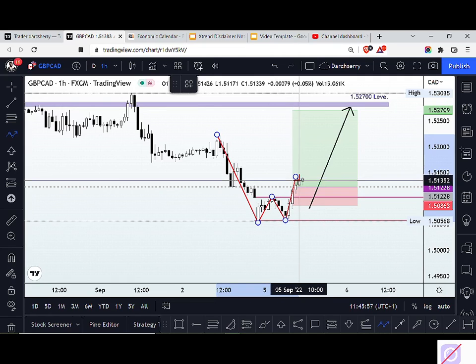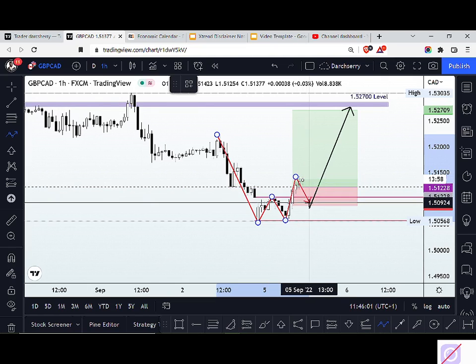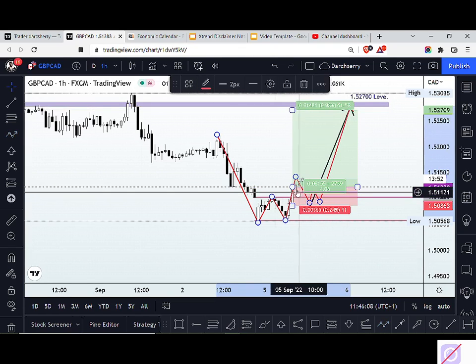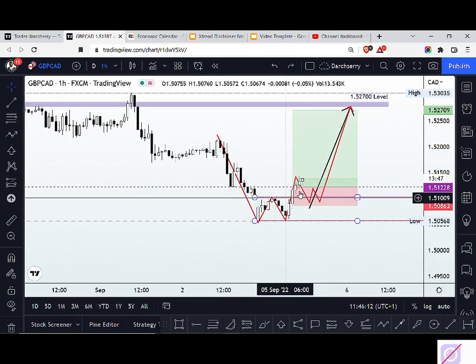So now that we have a breakout of that structure, we expect a confirmation to happen in the form of a retest of the structure, where we look out for patterns on lower time frame to join the rally to the upside. So this is what I'm looking forward to on the GBP CAD for the week.